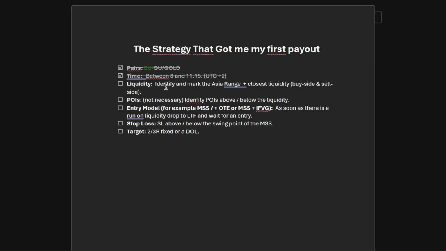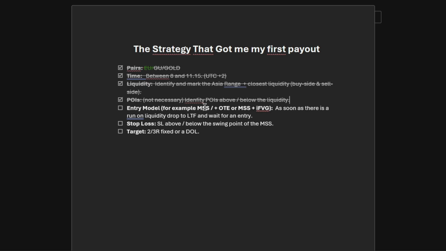Then liquidity, so I mark the Asia range and the closest liquidity, buy side and sell side. POIs not necessary, because the most important thing is the liquidity grab, but I also mark my POIs below and above the liquidity I'm looking at.